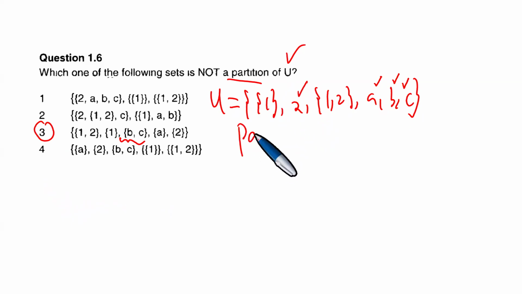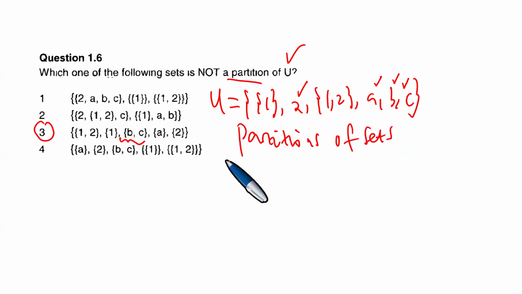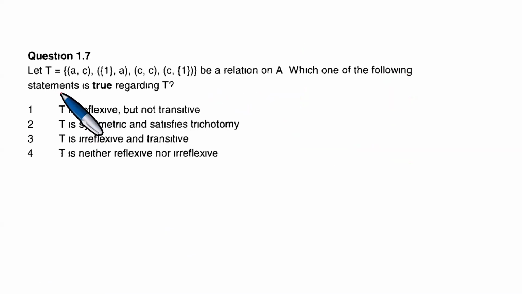We had to spend a lot of time discussing the notion of partitions of sets. So we shall spend a great deal of time discussing the notion of partitions of sets. Look at the next question. Let the set T contain AC and those particular elements be a relation. Okay, so these are some of the concepts we shall spend a great deal of time discussing. The notion of a relation.